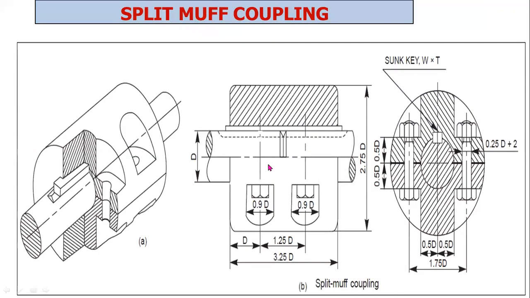So this is the cross sectional view of a split muff coupling. Okay, this one is a front view, this one is a side view of a split muff coupling. Split muff coupling, also known as compression coupling or clamp coupling.